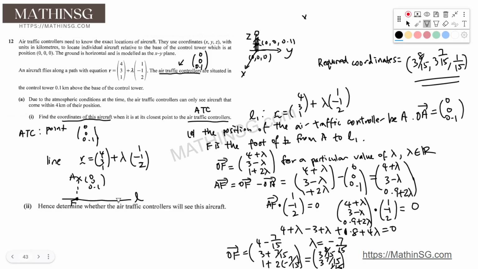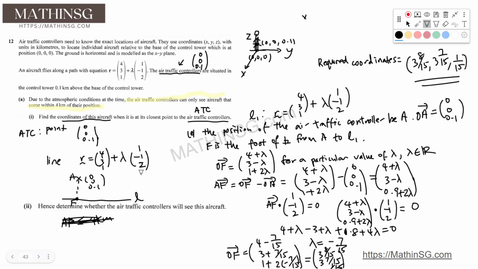Part 2, determine whether the air traffic controllers will see this aircraft. So how do you know whether you will see the aircraft or not? Well, you need to look at this information here. The air traffic controllers can only see the aircraft that come within 4 kilometers of their position. So in other words, we need to check whether AF is lesser than or equals to 4 kilometers or not. If it's lesser than or equals to 4 kilometers, then it will be able to see. If not, it won't.